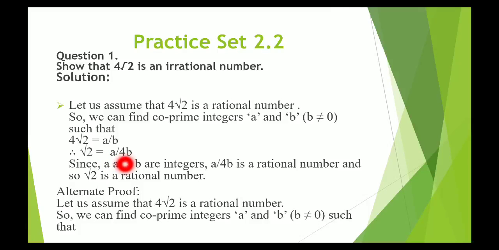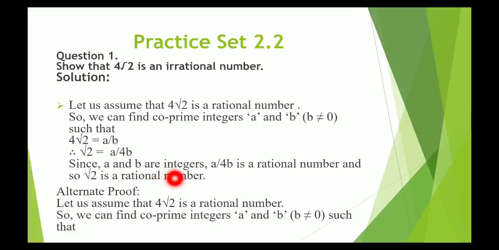Where do we get this 4? We get this 4 from the first statement, left hand side. From the left hand side, there is a 4. When we bring it to the right hand side, it will go to the denominator.